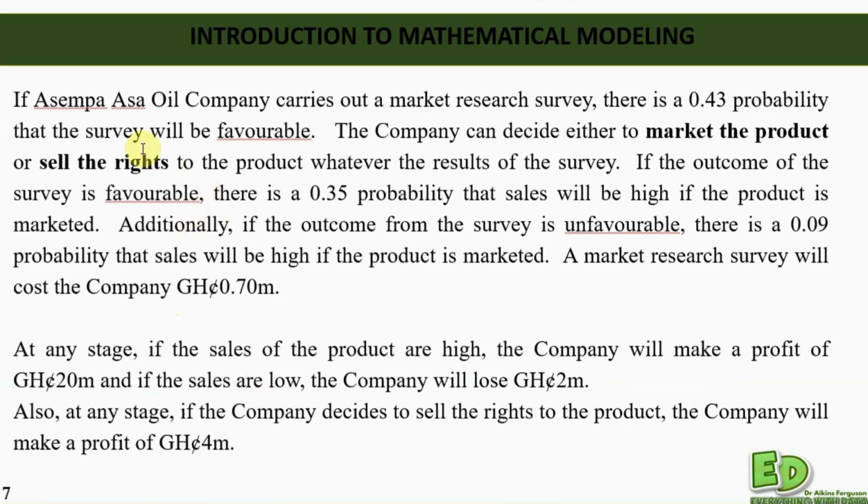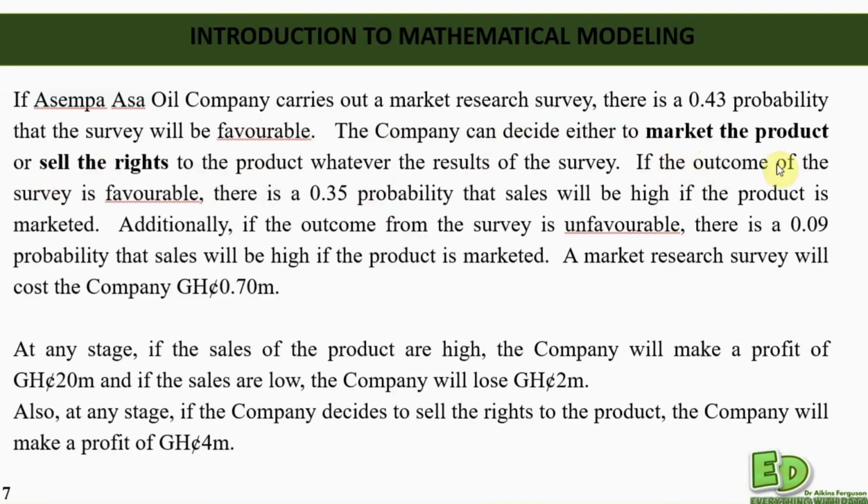If Asempa Oil Company carries out a market research survey, there is a 0.43 probability that the survey will be favorable, right? The company can decide either to market the product or sell the rights to the product, whatever the results of the survey, right?